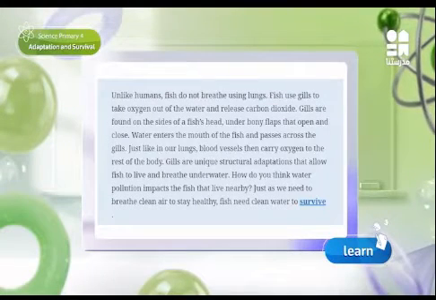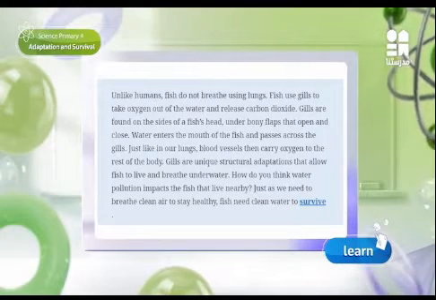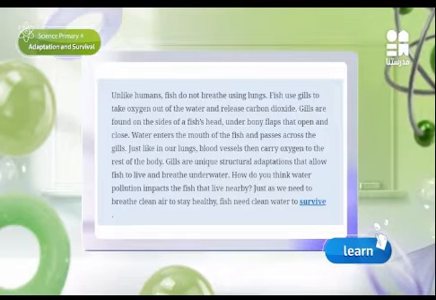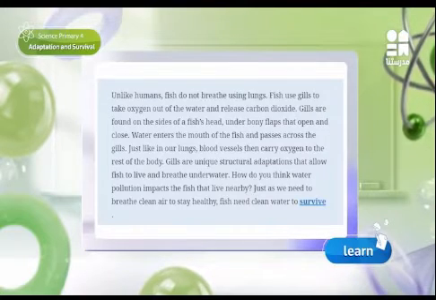What are the similarities between the human respiratory system and the fish respiratory system? And what are the differences? Take your time to read the text and answer the questions, and then we will discuss the answers together.